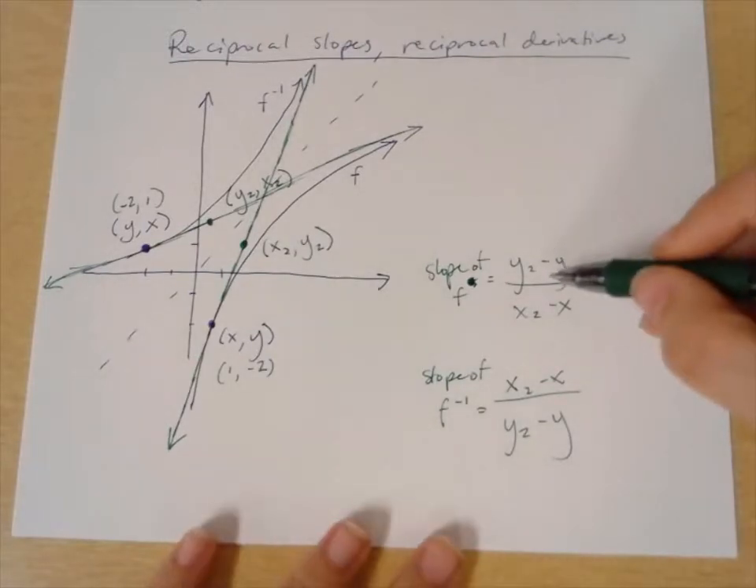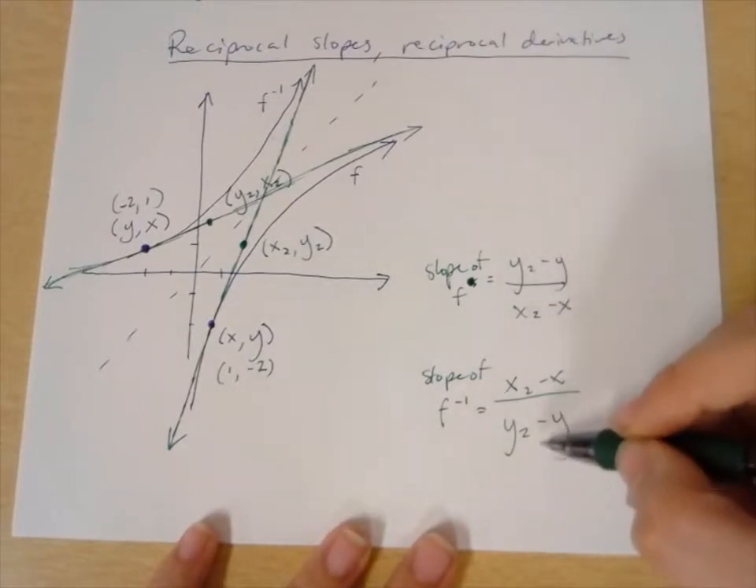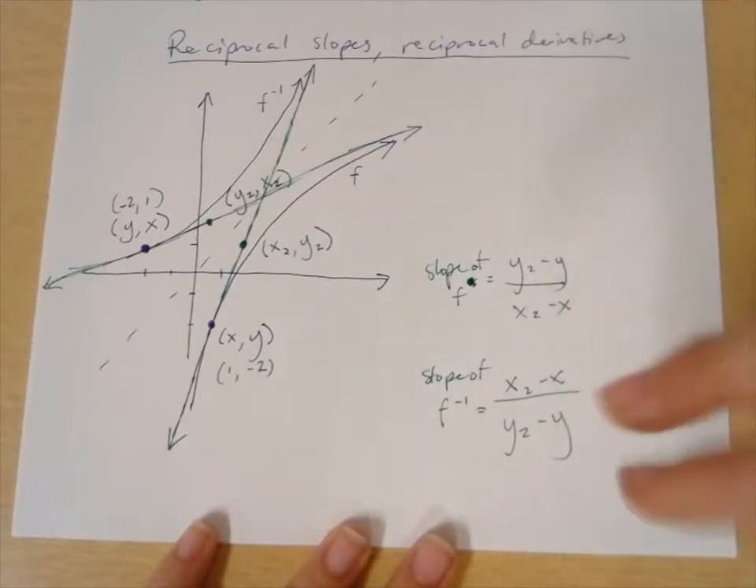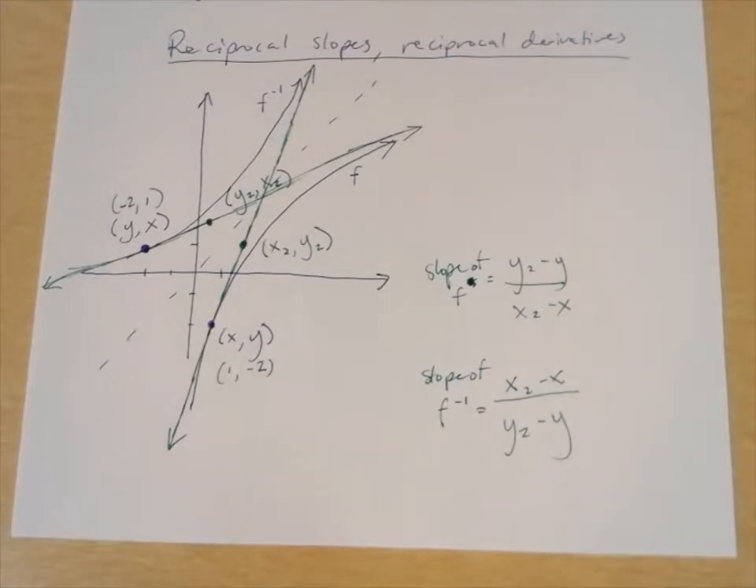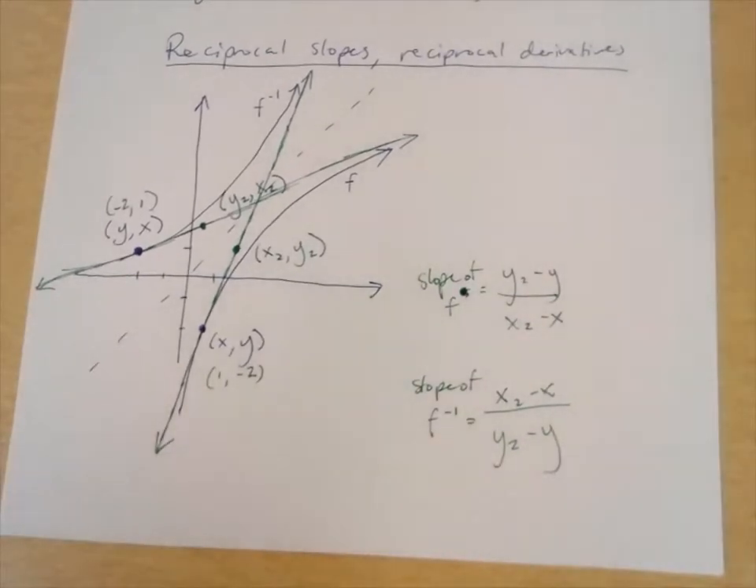The original has y2 minus y on top. The inverse puts that on the bottom. So they flip each other. They're the reciprocals, and that is true of any function and its inverse for their derivative.